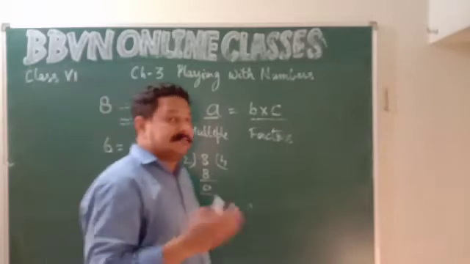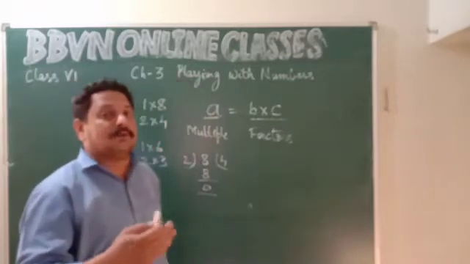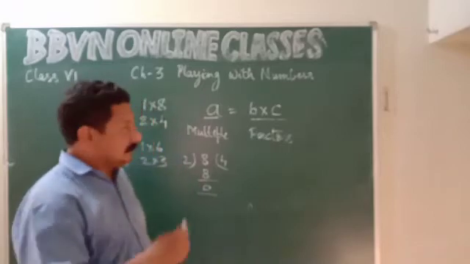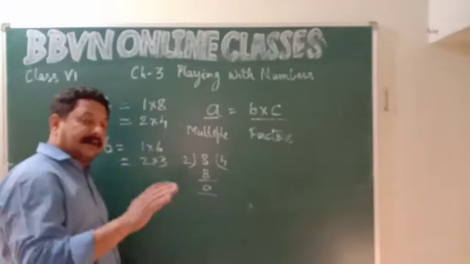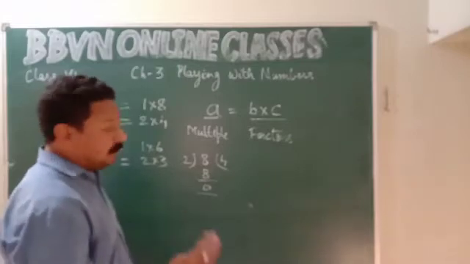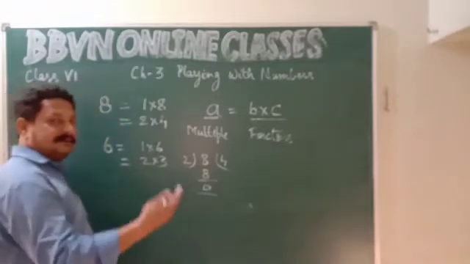Now, for some numbers, you may have more than 2 factors. For some, you do not have. That we'll study later. Such numbers, prime numbers, composite numbers, how many factors, what is it, how to get them, that we'll discuss later.